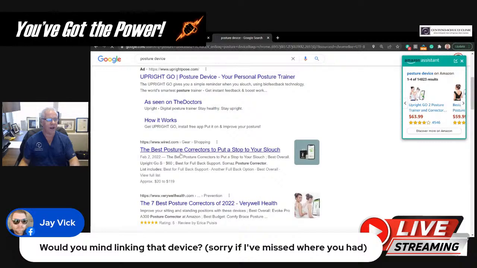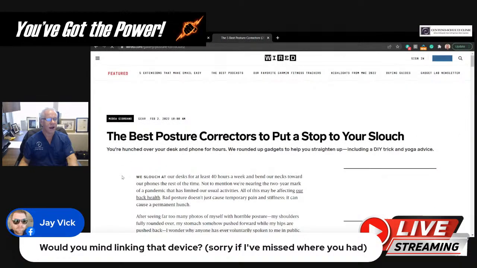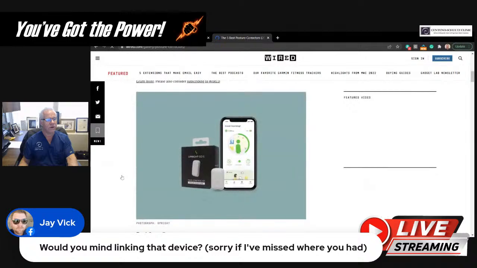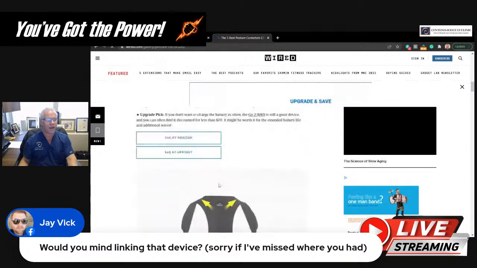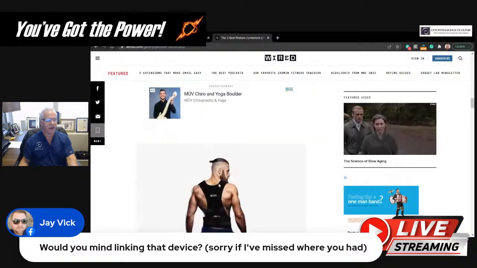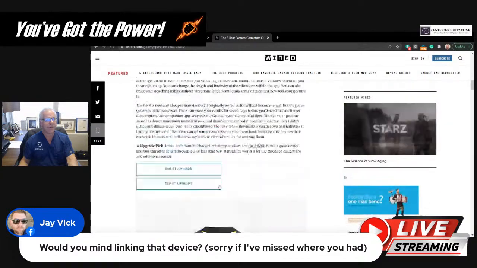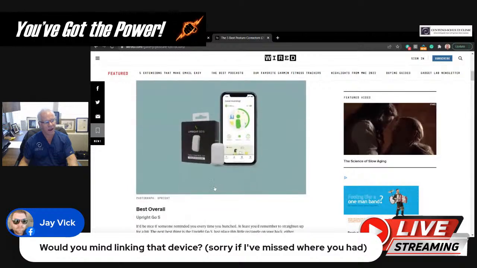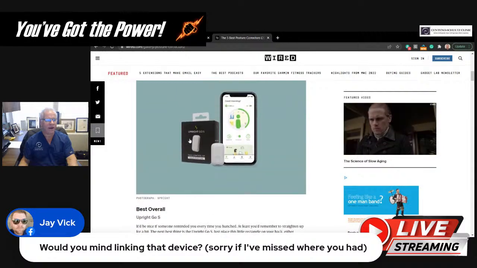Yeah, that's a good article right here. I guess there's a bunch of them out there. These are all little devices like this one here that you put on your body. So this top one is the one I'm talking about. It looks like Upright Go is what it's called. Upright Go is what you want to search on Google.